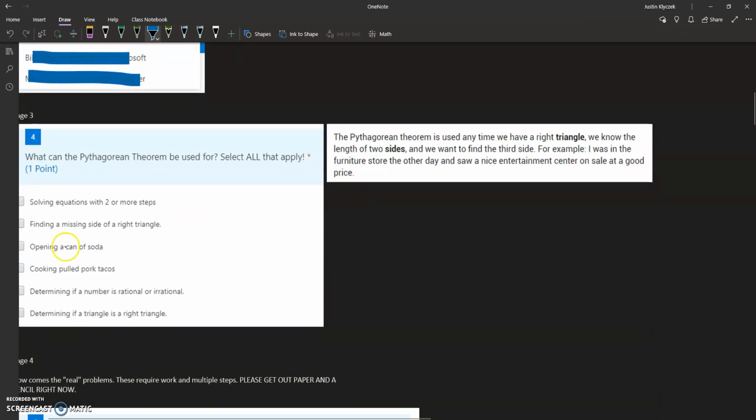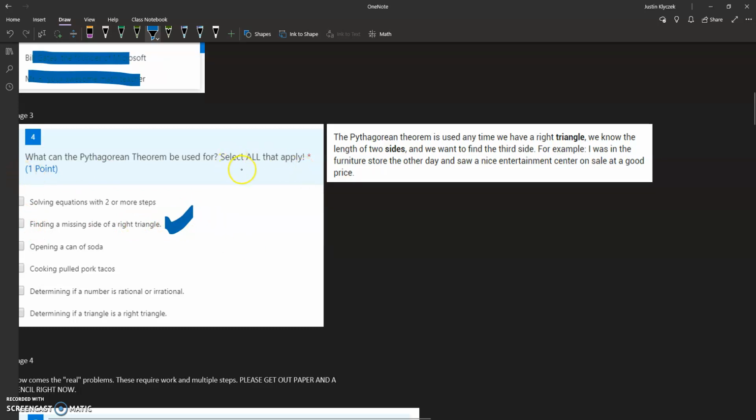All right, next, page number 3. What can the Pythagorean theorem be used for? I went to Google and I said, hey Google, what is the Pythagorean theorem and what is it used for? And you can see right here it says the Pythagorean theorem is used anytime we have a right triangle, we know the length of 2 sides, and we want to find the third. So we know that it's going to be this one that says find the missing side of a right triangle.